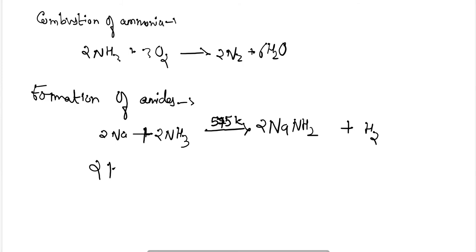Similarly, 2K plus 2NH3 at 575 Kelvin gives 2KNH2 plus H2.